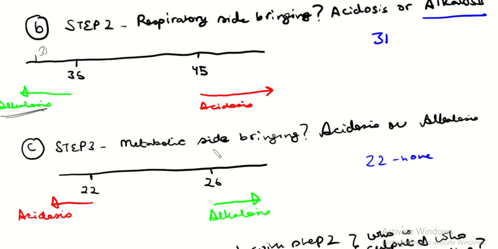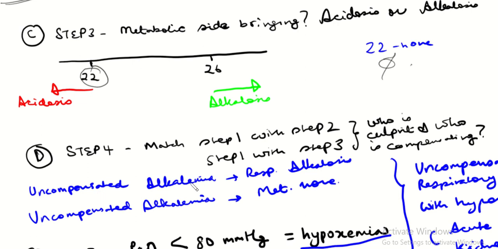Okay. Bicarb is 22. It's right here. It's neither acidosis nor alkalosis. It's nothing. So you had uncompensated alkalemia, and then we match this with step 2, which is respiratory alkalosis, and uncompensated alkalemia, step 1, with step 3, which is the metabolic side, which is bringing in nothing.